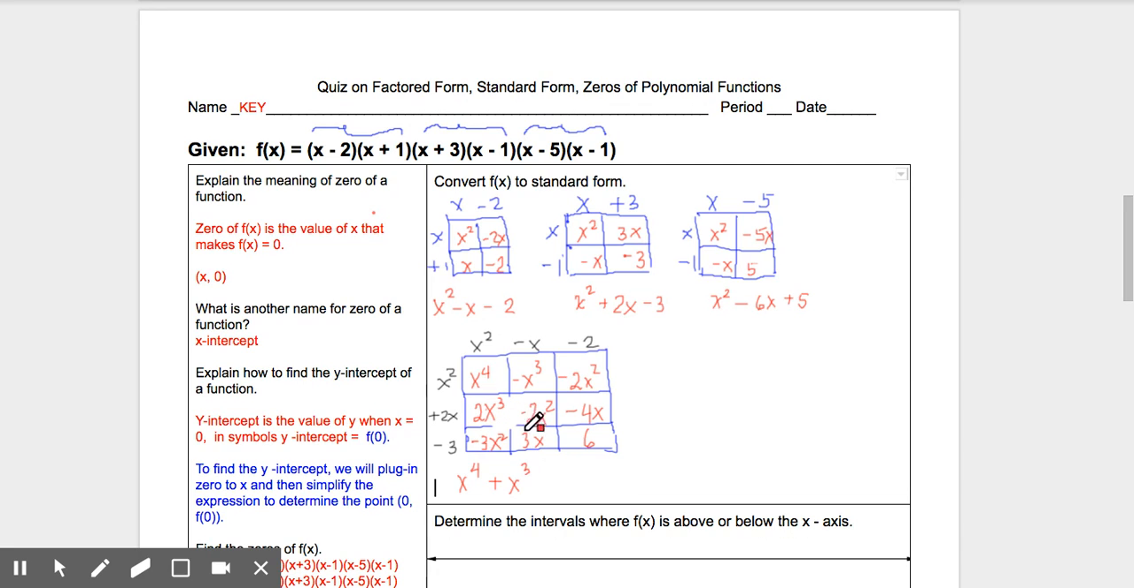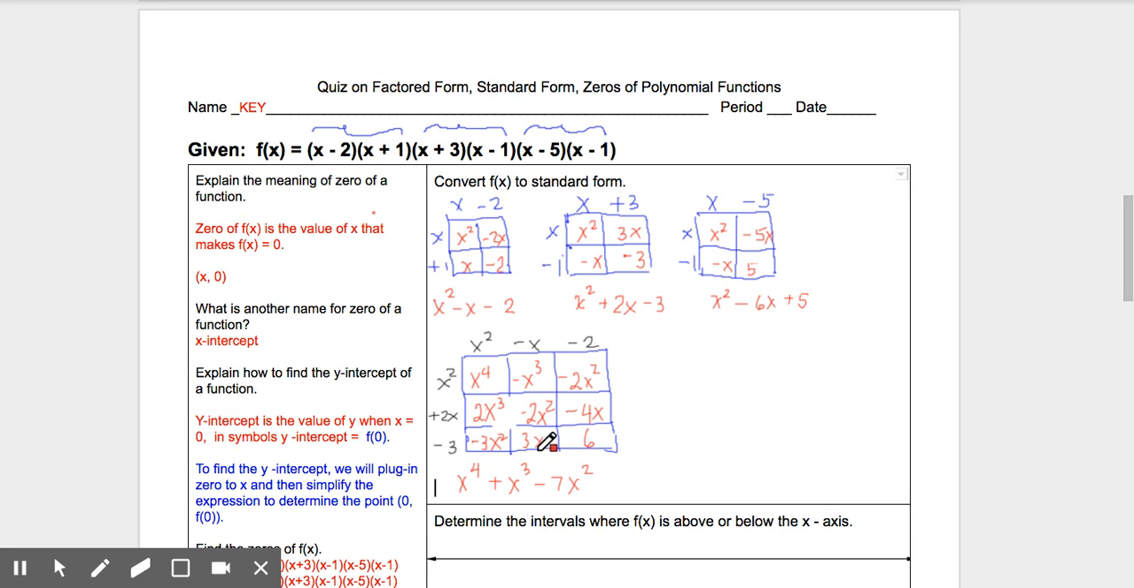And then this will be followed by the x squared. And all the x squared are negative, so we'll have to add all of them together. So we'll have negative 2 and negative 2 plus negative 3. That's going to be negative 7x squared.